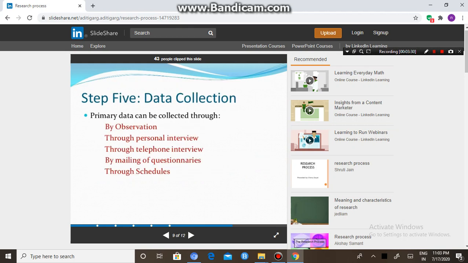Step 5. Data collection. Primary data can be collected by observation, through personal interview, through telephone interview, by mailing of questionnaires, through schedules.